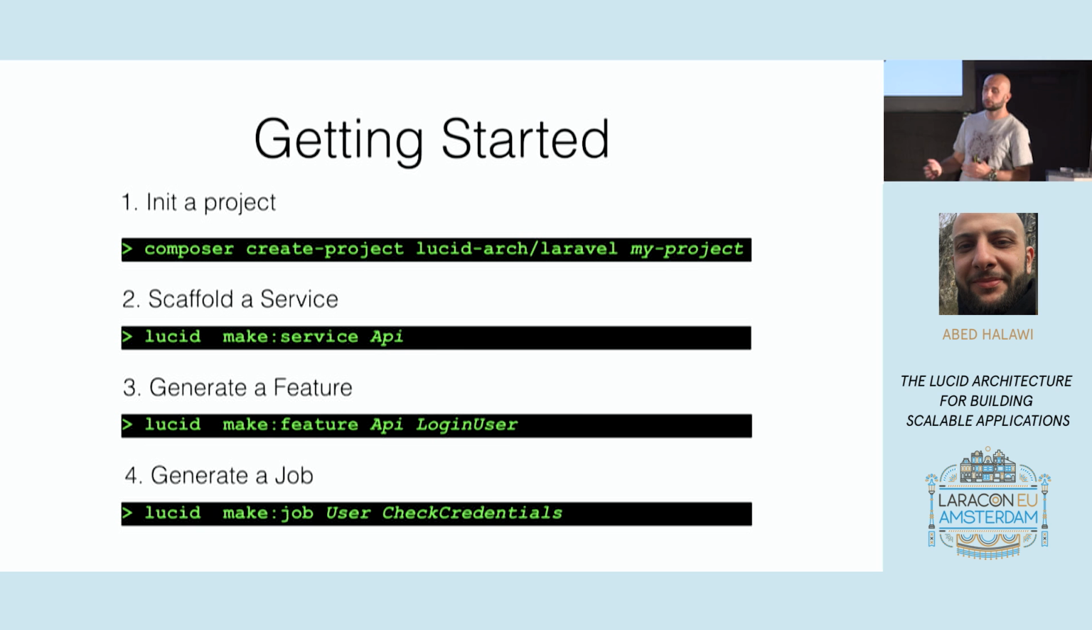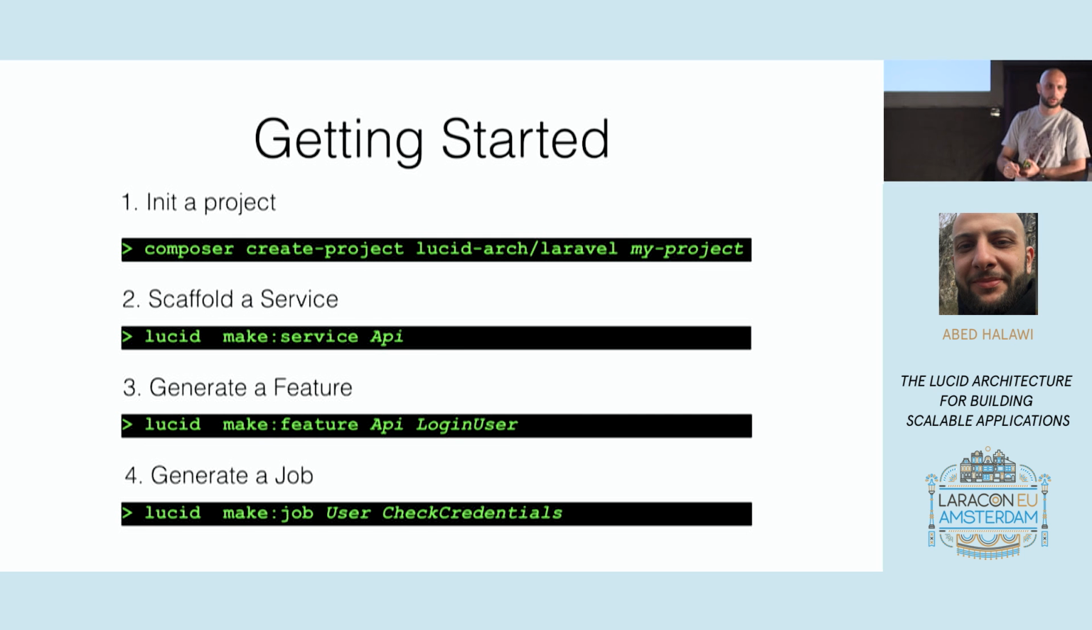Before closing on the talk, let me just tell you how you can get started with using Lucid right now. You would initialize a project with composer create-project lucid-arch, short for Lucid Architecture, /laravel. It will give you an installation of Laravel 5.3, now that it is out as of yesterday. And you would name your project. Then you would scaffold a service, for example, the API service. The project ships with a Lucid command line interface that you can use to generate services, features, and jobs.